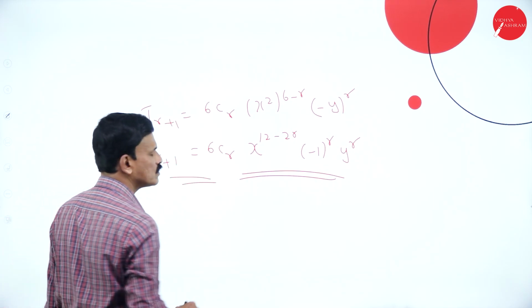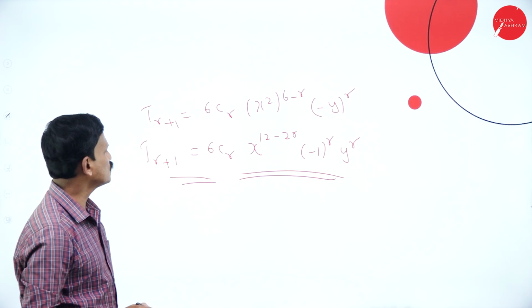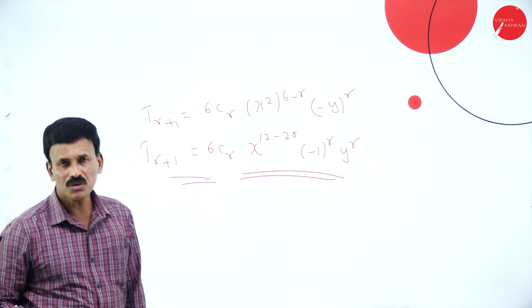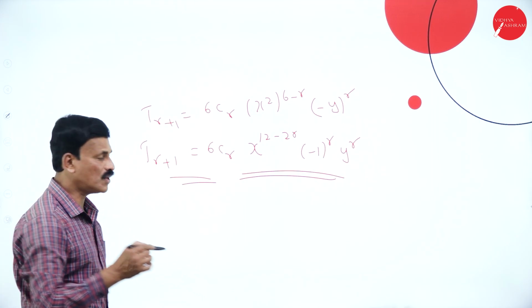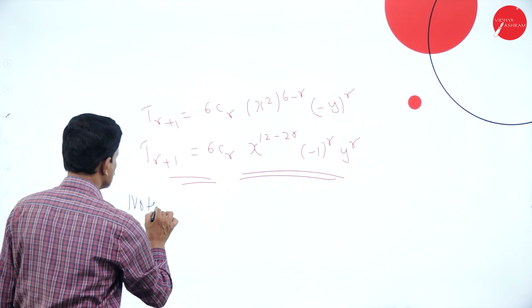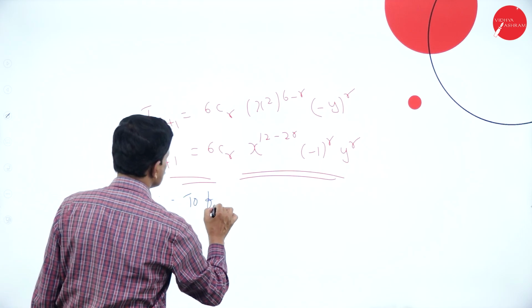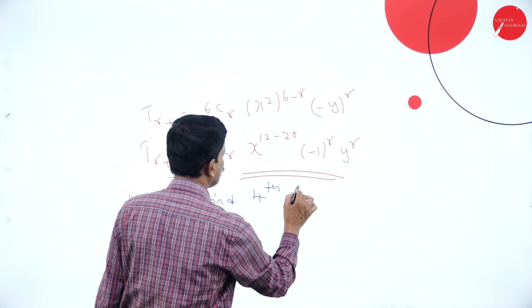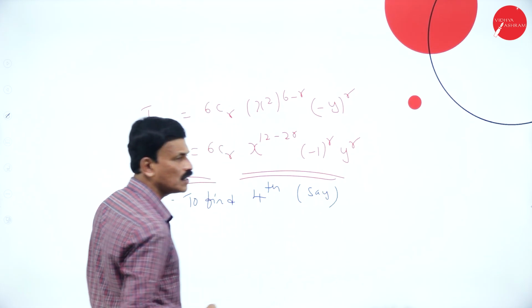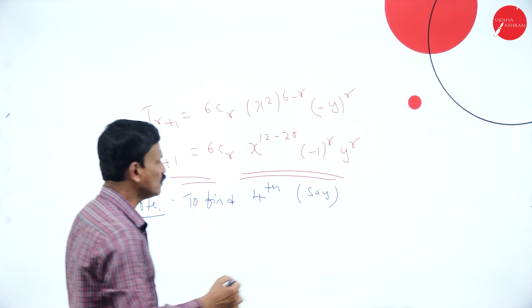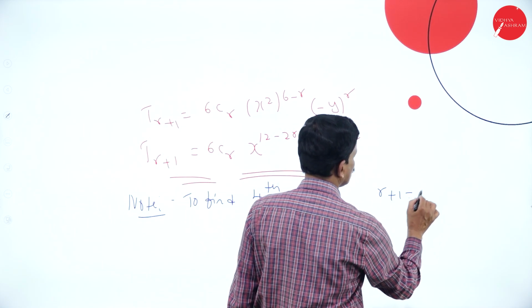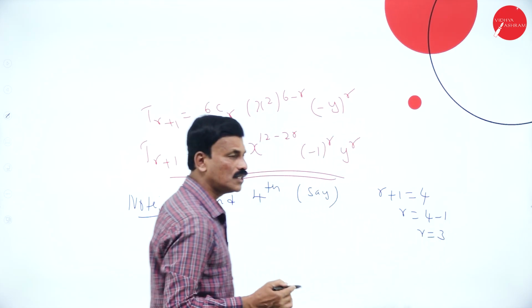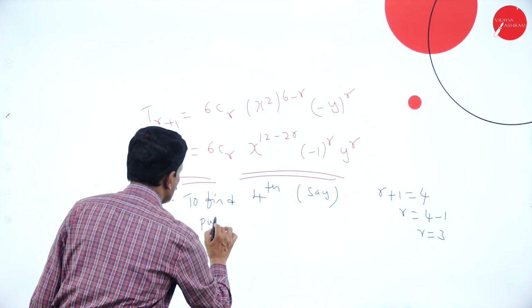T(r+1) = 6Cr x^(12−2r) (−1)^r y^r. Now suppose you want to find the fourth term. To get the fourth term, r + 1 is equal to 4, so r is equal to 4 minus 1, that is r is equal to 3. Now just put r equal to 3 in the above expansion.